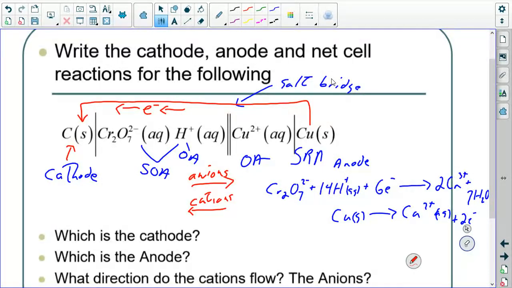Cathode is always with the strongest oxidizing agent. Right? So what's happening on the cathode? Reduction, gain of electrons happening on the cathode. Okay?